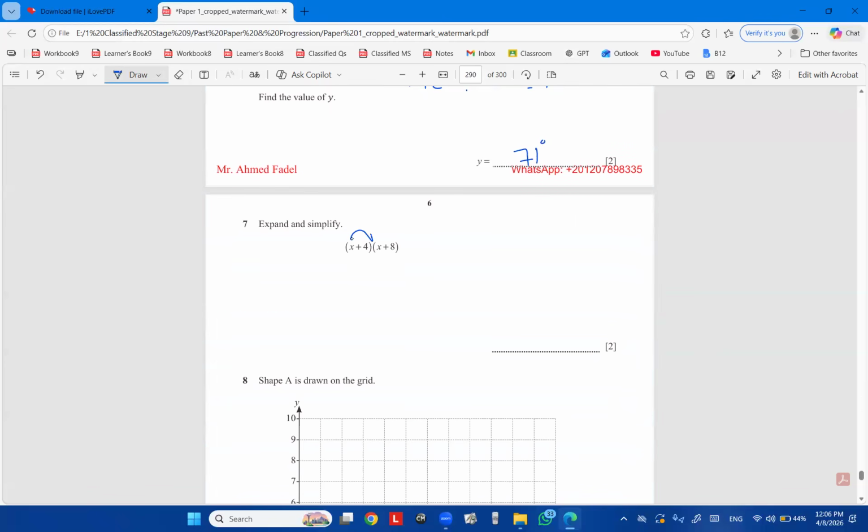You multiply here first by first, and then first by second. So x squared plus 8x. Then second by first, second by second, plus 4x plus 32. So the answer is x squared, 8x plus 4x is 12x, plus 32.